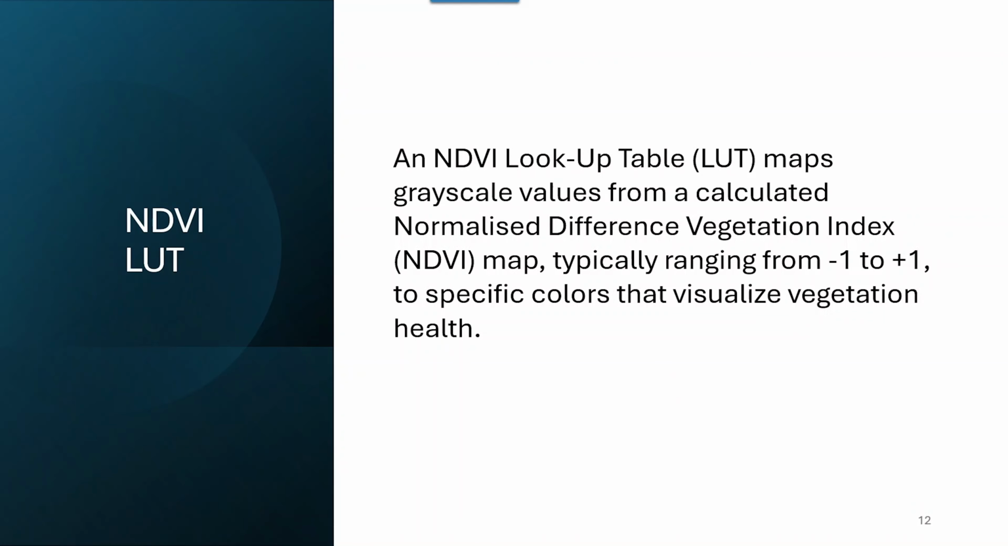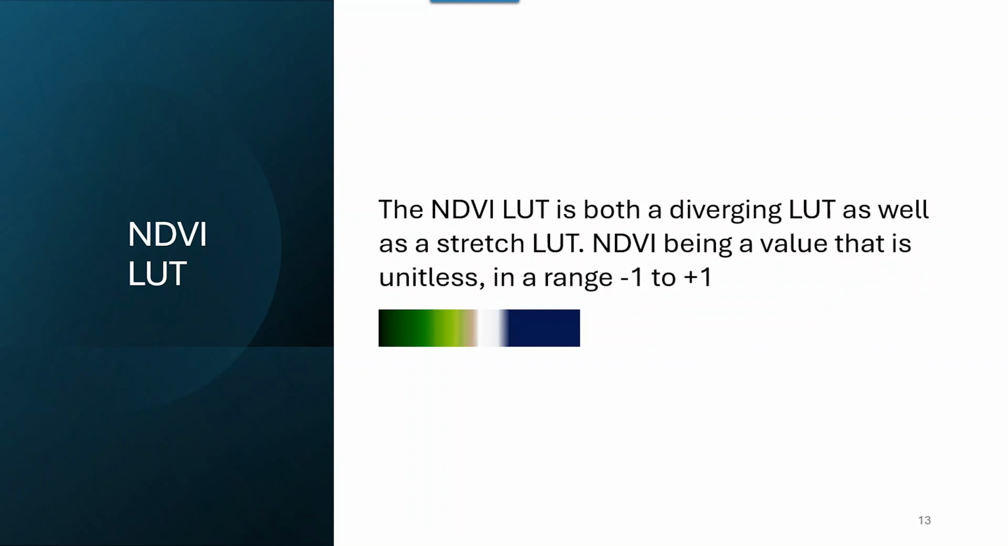An NDVI lookup table maps grayscale values from a calculated normalized difference vegetation index, typically ranging from -1 to +1, to specific colors that visualize vegetation health. The NDVI LUT is both a diverging LUT as well as a stretch LUT, NDVI being a value that is unitless in a range from -1 to +1.